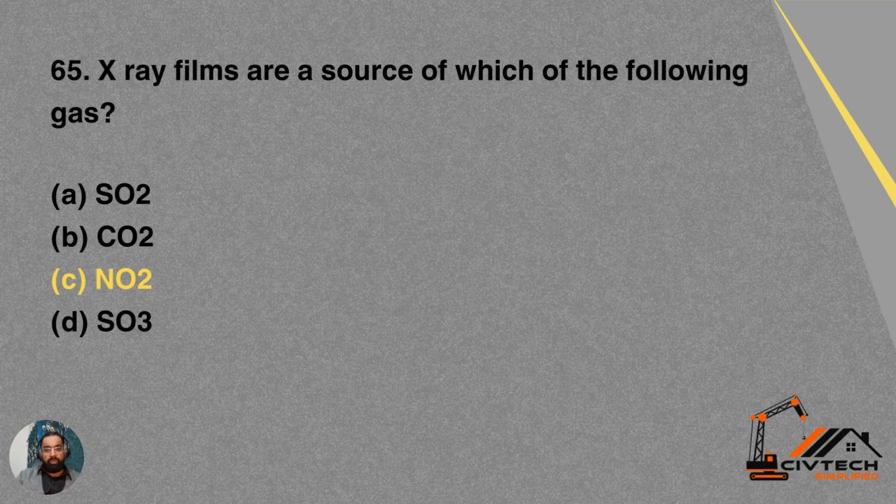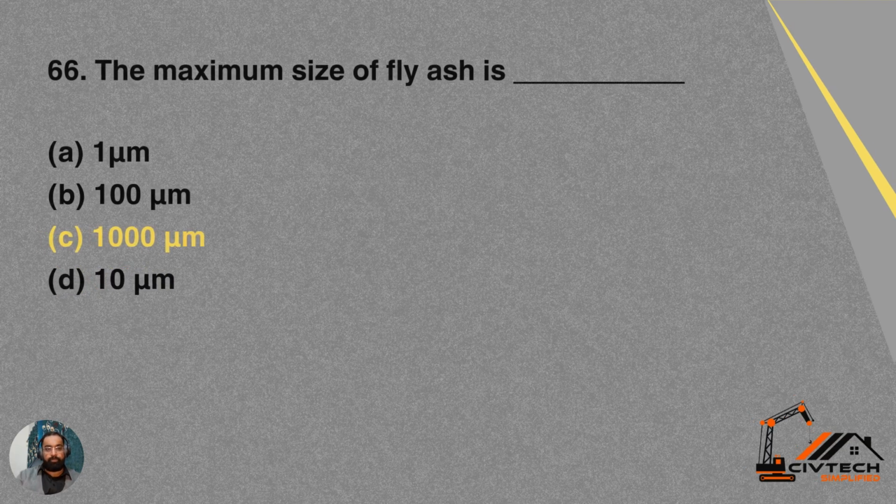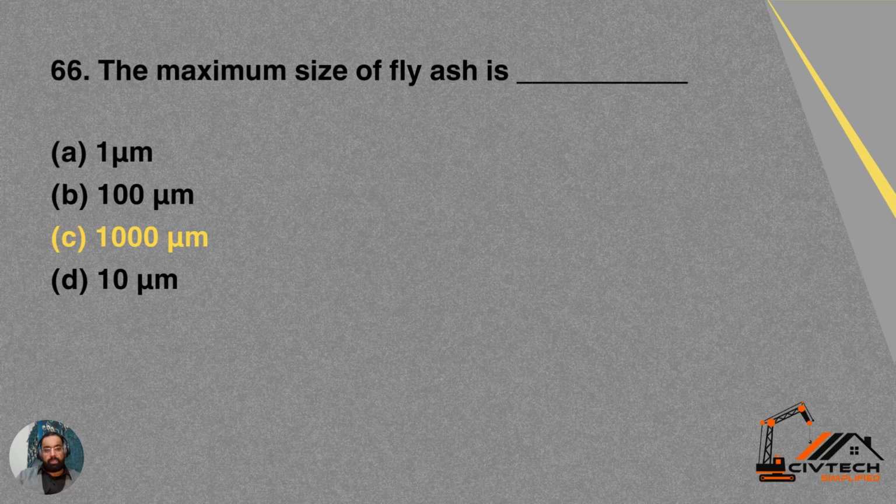Question number 65. X-ray films are a source of which of the following gas? Option A, SO2. Option B, CO2. Option C, NO2. Option D, SO3. It's a source of nitrogen dioxide, NO2. C is the correct answer.